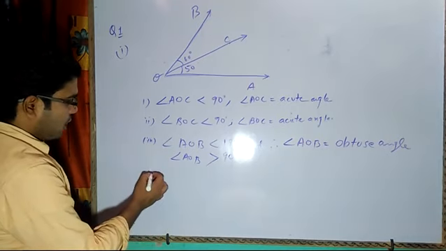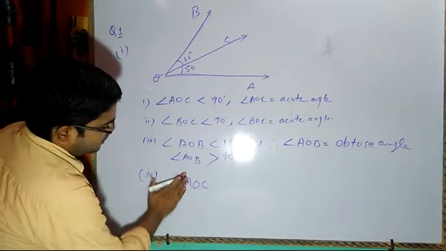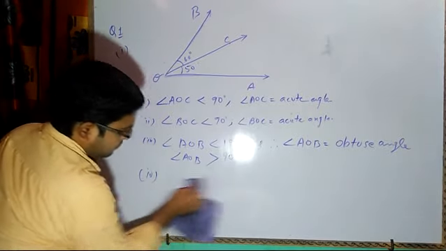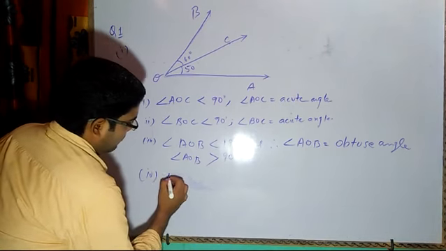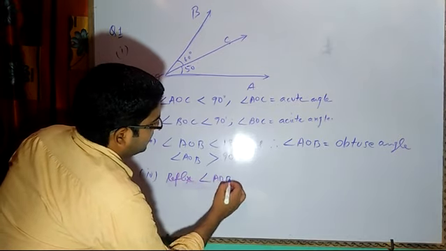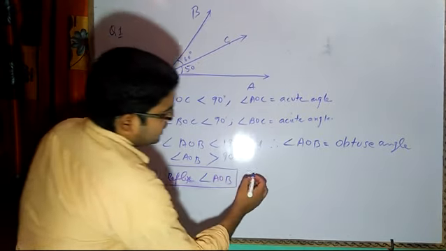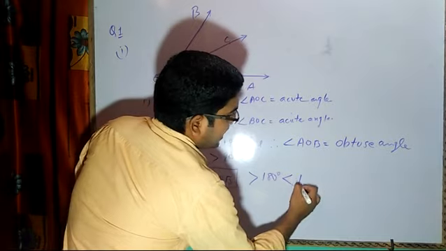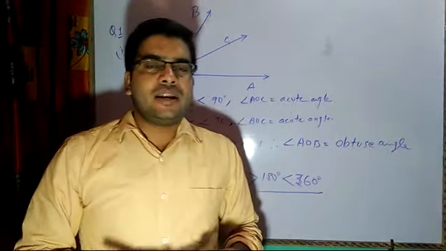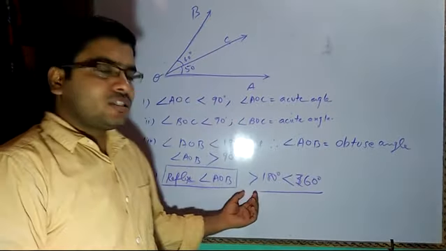Then the fourth part, you can say, reflex angle AOB, not AOC. It is already reflex angle AOB. That means the angle is greater than 180 degree but less than 360 degree. So all those angles which are greater than 180 degree but less than 360 degree are called reflex angle, which I have not discussed in the previous lecture.